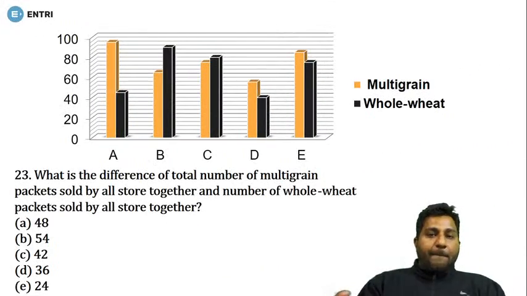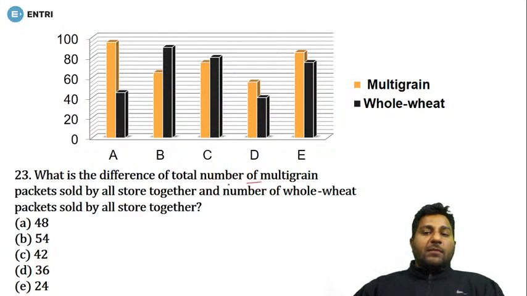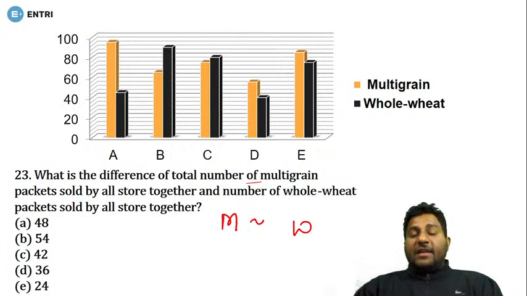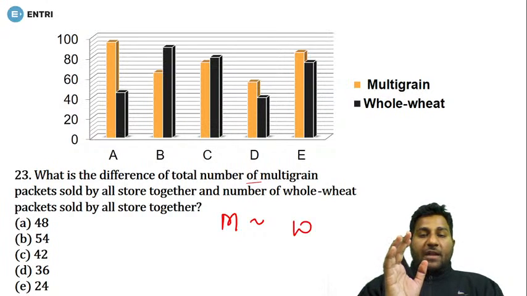Sharat, did you get it? What is the difference of total number of multigrain packets sold by all stores together? What is the difference of total number of multigrain packets sold by all stores together? So multigrain difference, the whole number of whole wheats. I knew it. This is a lengthy question. Remember, beware of this kind of question. Either you can skip that question or just solve it. All right. If the data is simple, you can solve it.